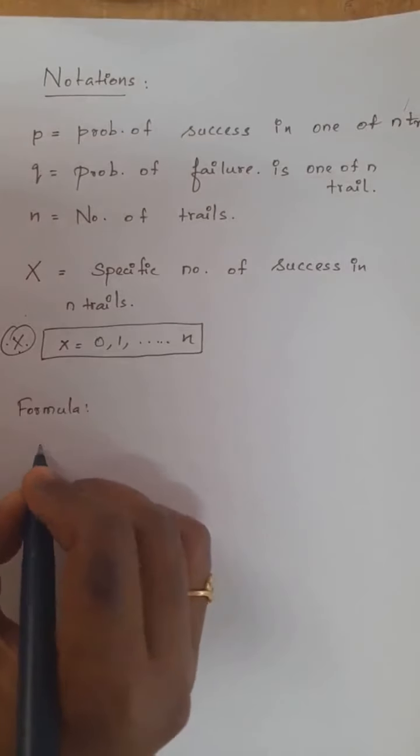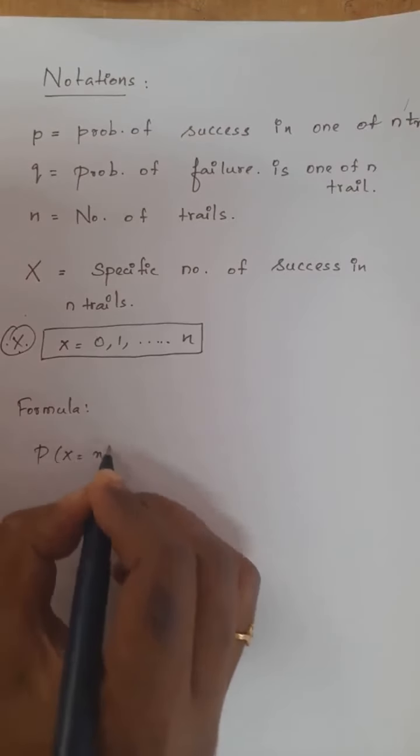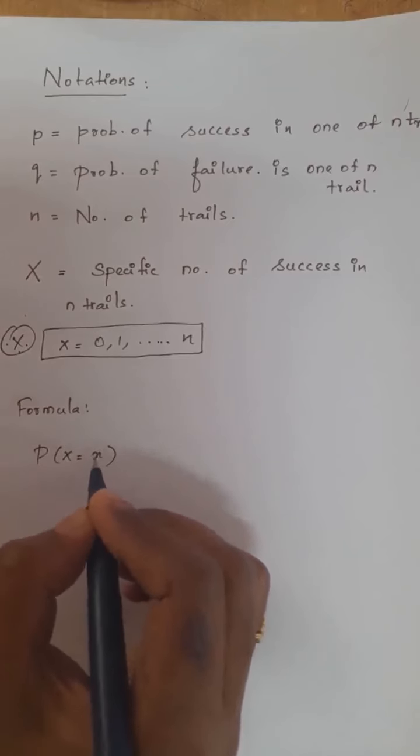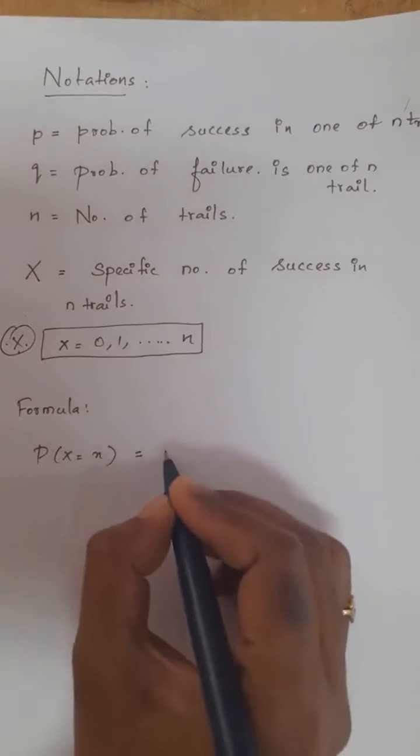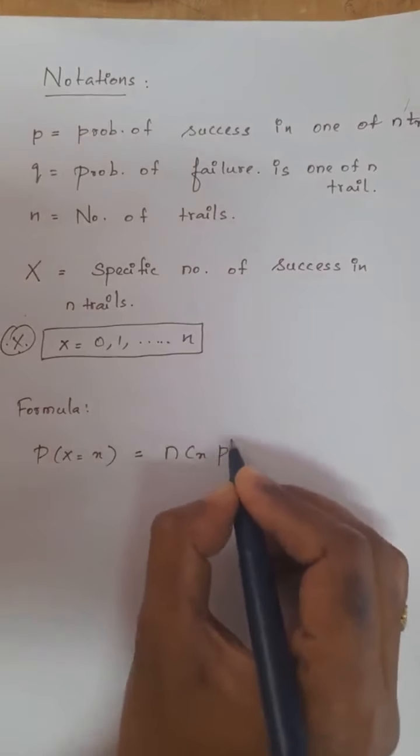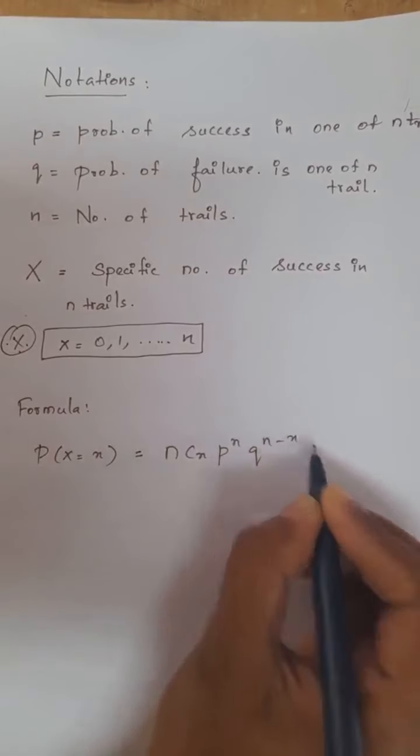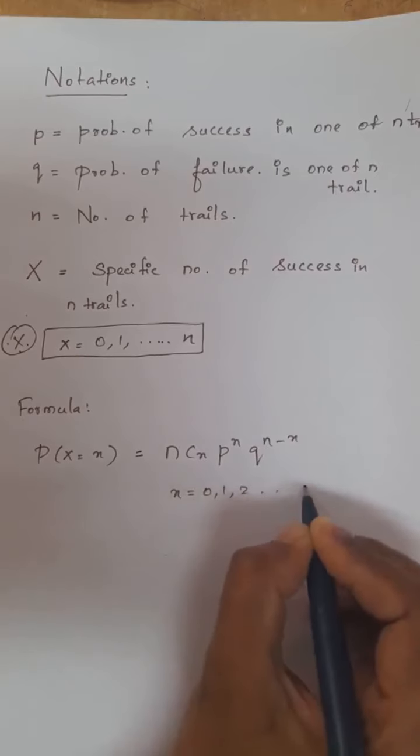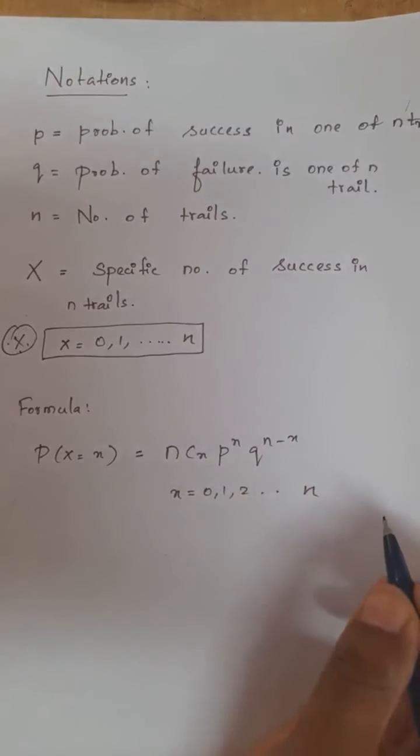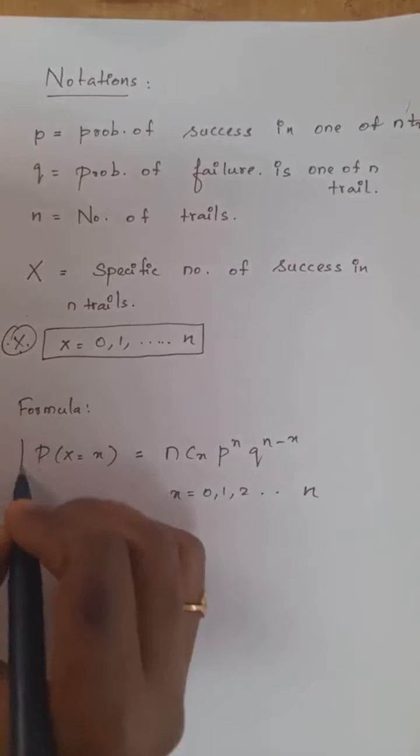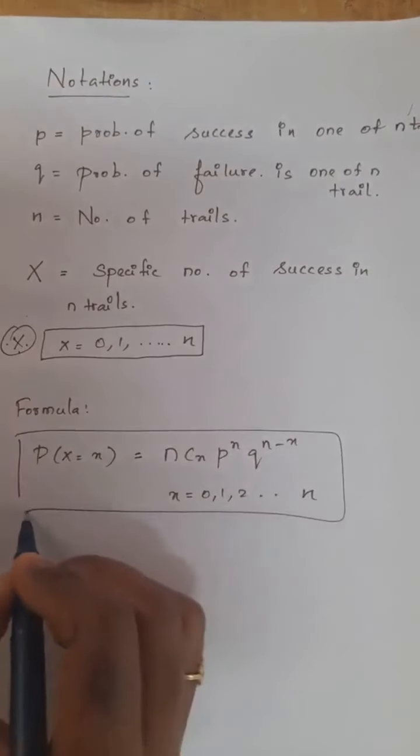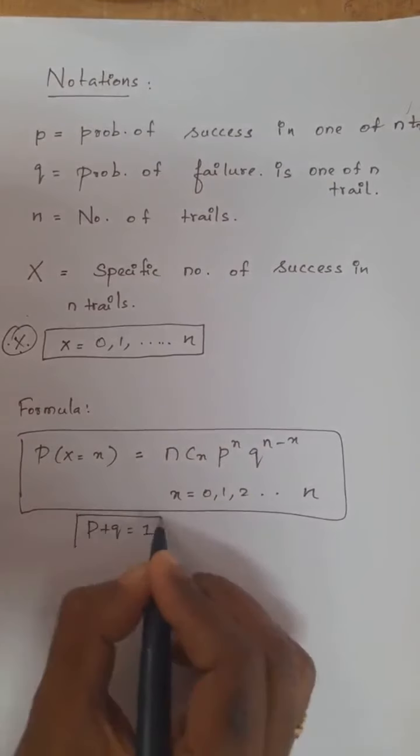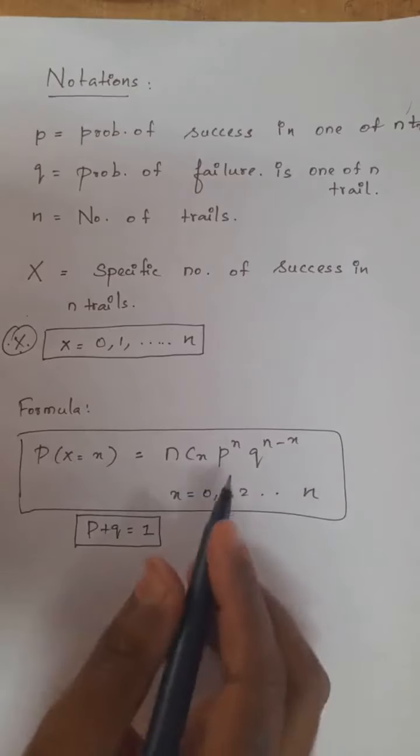Okay, so formula: probability of X equal to x, that is probability of getting success x times, is equal to nCx p power x q power n minus x. As I said earlier, x varies from 0, 1, 2, 3, etc. up to n. Here p plus q, the probability of success plus failure, is equal to 1.